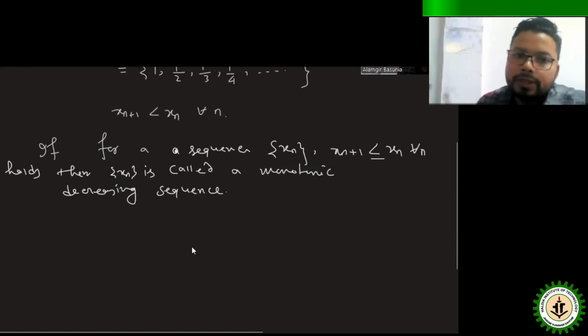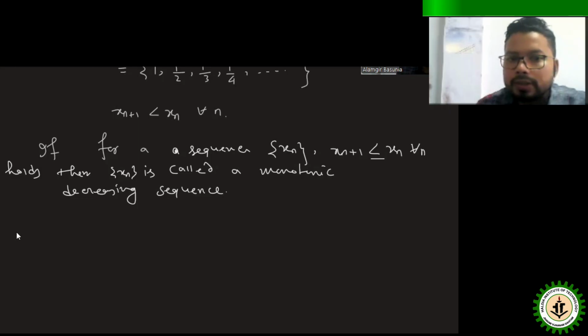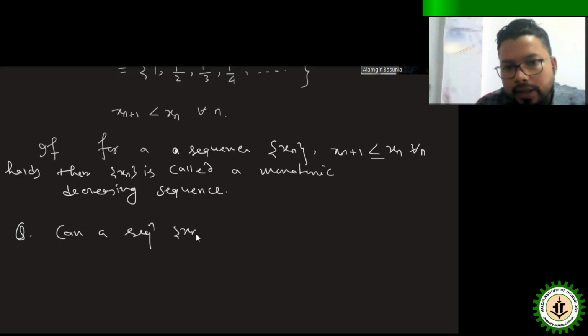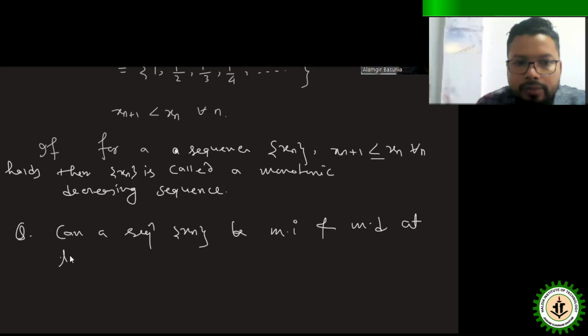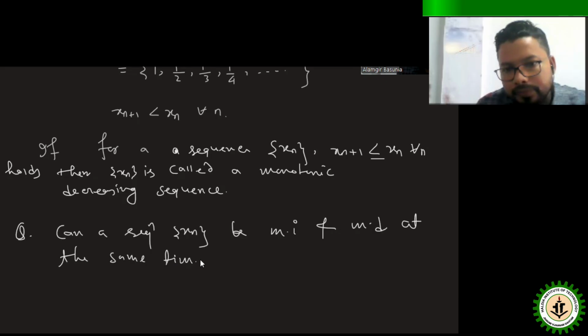Now there is a simple question: can a sequence x_n be monotonic increasing and monotonic decreasing at the same time? Just think about it.